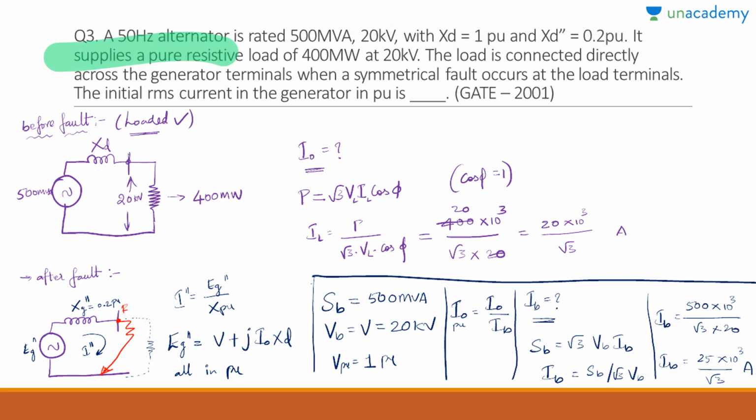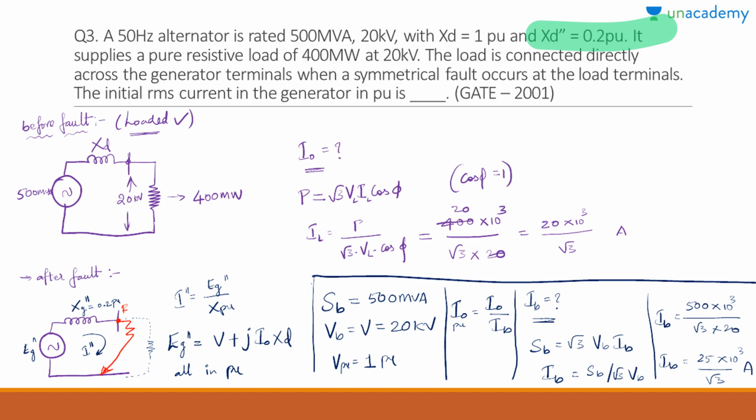It supplies a pure resistive load of 400 megawatt at 20 kilovolt. The load is connected directly across the generator terminals. When a symmetrical fault occurs at the load terminal, the initial RMS current means subtransient current. You have to take only subtransient current into consideration before doing the problem.